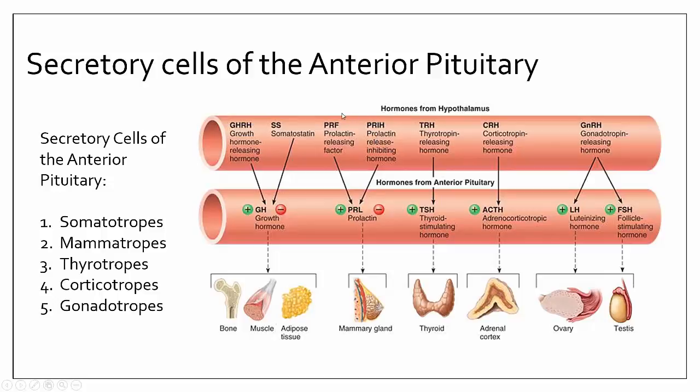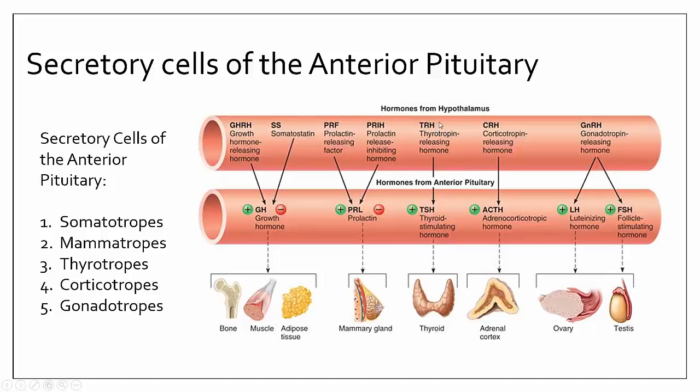And you can see here the PRF, prolactin releasing factor, and the prolactin release inhibiting hormone, PRIH, travel from the hypothalamus, and they affect mammotropes, okay? Mammary glands, mammotropes, that's the ultimate target. Prolactin's job is to increase milk production, so they either activate or inhibit the secretion of prolactin from the anterior pituitary so it can have its effect on the mammary glands.